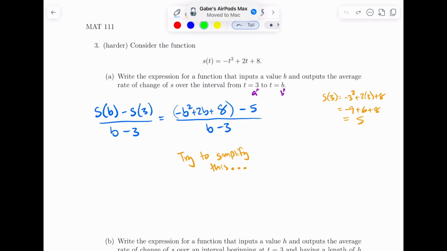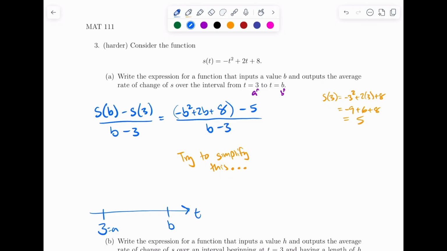All right, so when we left off in class, we were looking at this function s of t with a question about computing the average rate of change between t equals 3 and t equals b. That is, over an interval on the t-axis that started at 3 and ended at b. We did this by using the slope formula, essentially asking what's the change in s over the change in t.